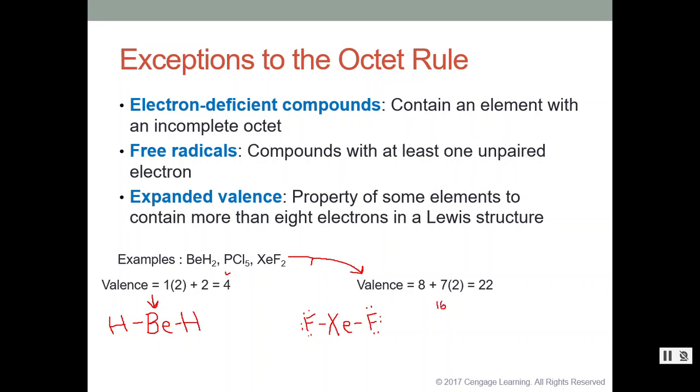I've now used 16 of my 22 valence electrons. We said that any extra valence electrons after completing octets on the outer atoms go on the central atom. 17, 18, 19, 20, 21, 22. So xenon certainly has an expanded valence, more than 8 valence electrons around it, but that's one of the exceptions. So that is the correct Lewis dot structure for XeF2. And we were able to deduce those properly by using the rules from the previous video.